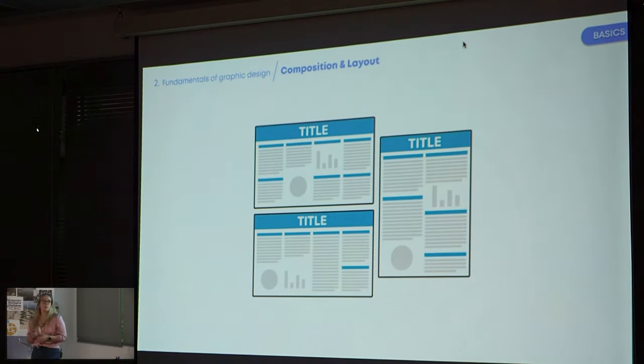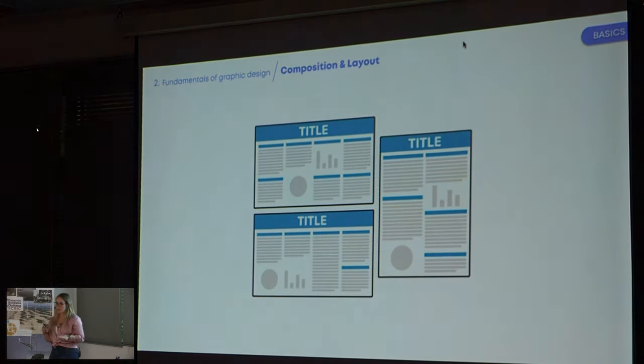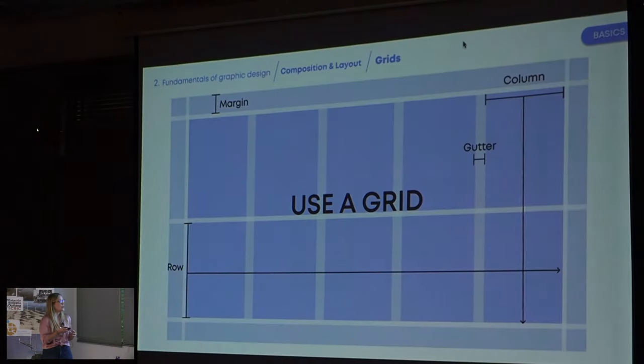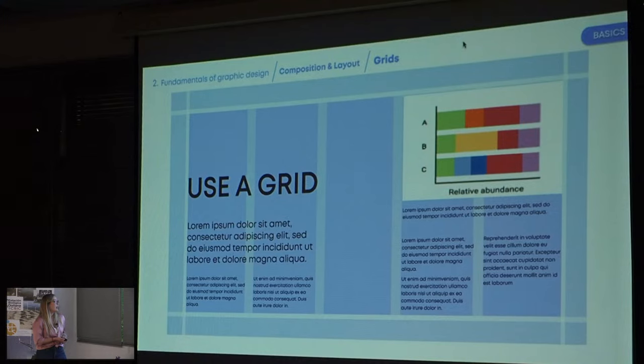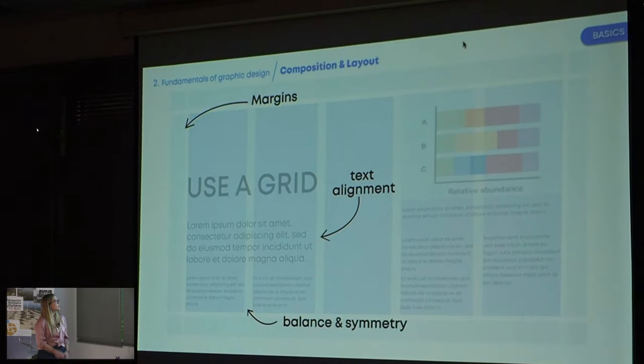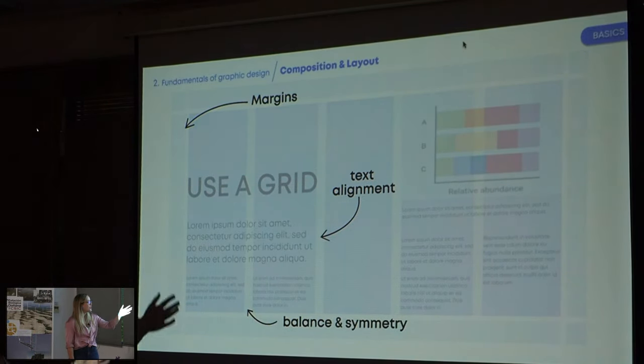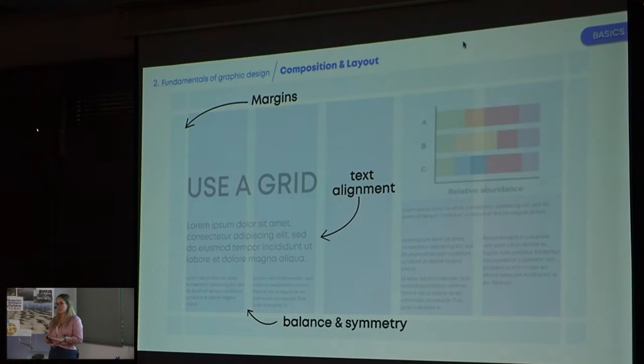So put simply, composition is the art of arranging elements in a way that they work together as a whole. For that, we need a structure, a grid, for example. There are several important elements in a grid, like the columns, the rows, the gutter, the space in between them, or the margins, but you can design them however you want. At the end, what's important is that a grid helps you to create structure and helps to arrange the elements in a design. With the grid, we can create margins, we can align text, and by keeping the same distance between the elements, we can also create symmetry and balance.